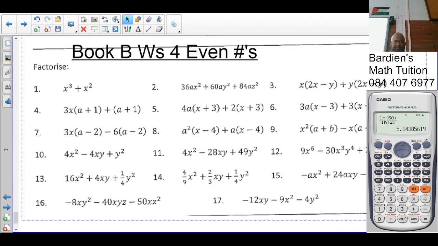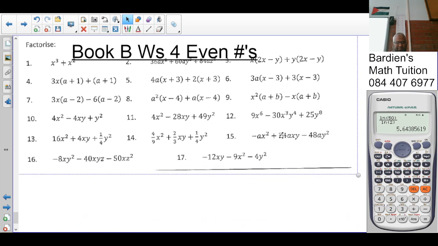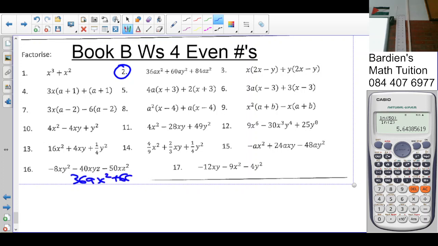Any issues with row 1? We must mark it, no? Okay, so the first sum is 36a squared plus 60ay squared plus 84az squared. What is common here? 12a is common. What am I left with? 3x squared plus 5y squared, not the a, plus 7.